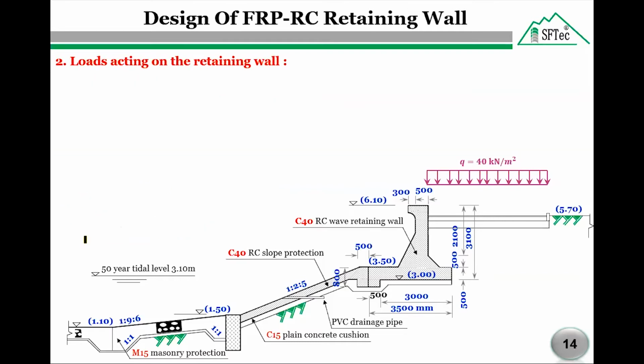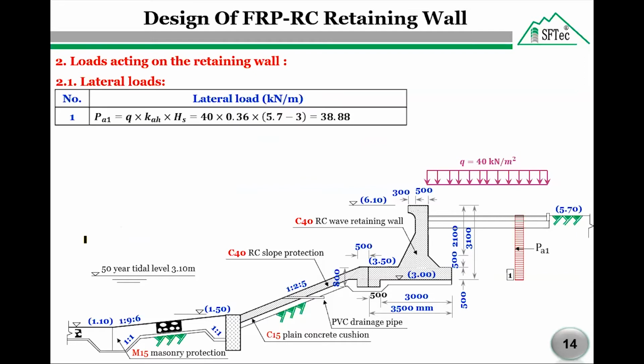Step number 2 is to determine the loads acting on the retaining wall. Let us start with the lateral loads. The lateral load P active 1 due to the surcharge is q_k times K active times the height of the soil.